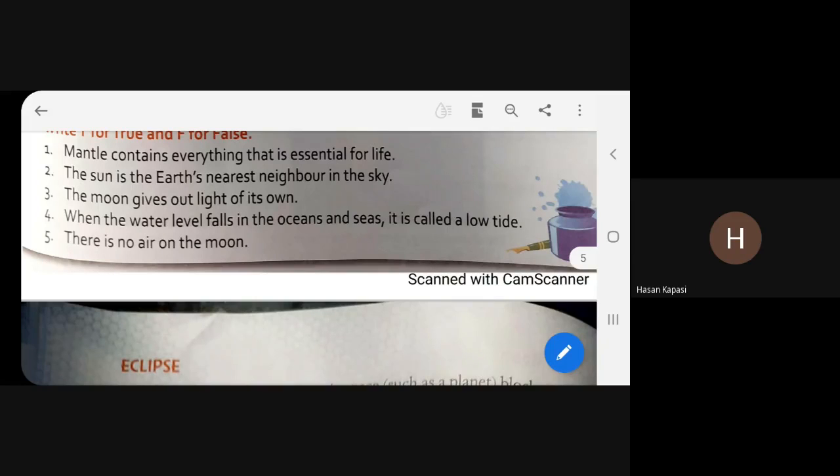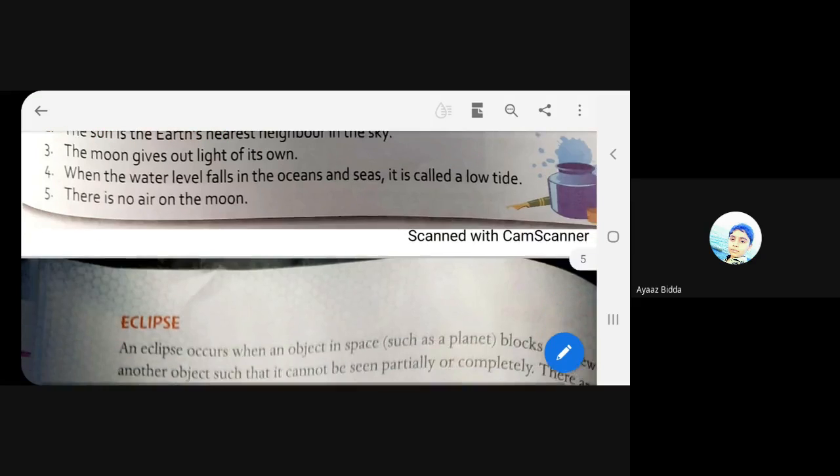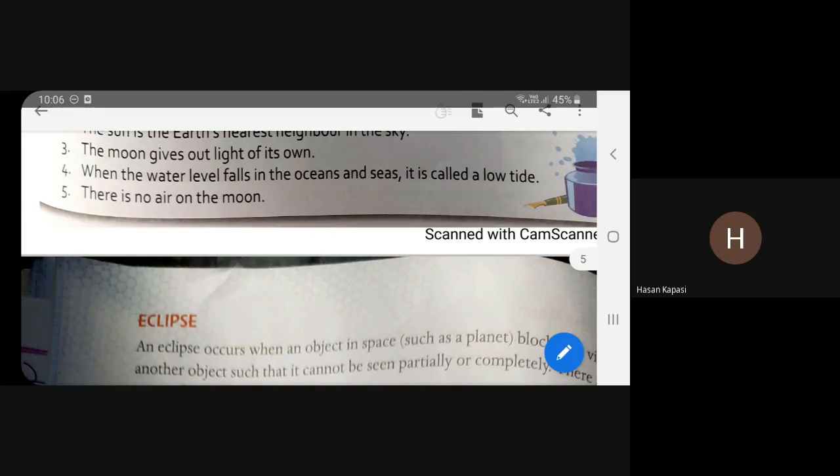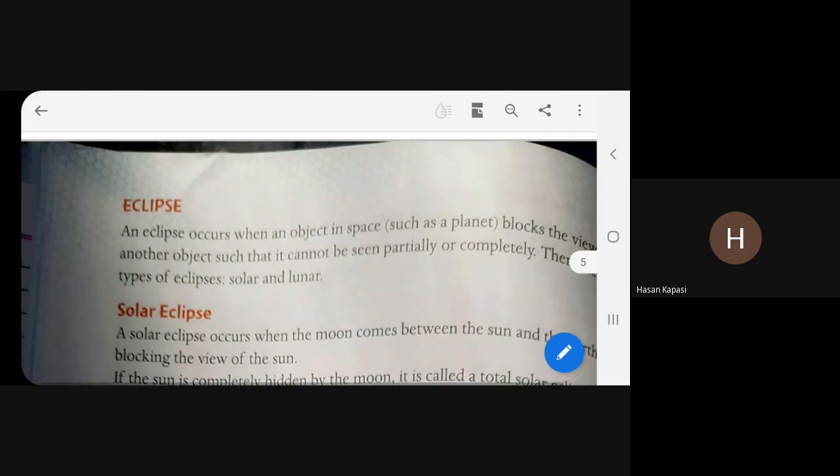Now, the fourth one is that when the water level falls in the oceans and seas, it is called low tide. True, ma'am. Yes, very good. It is true because when it rises, it is high tide, and when it falls, it is low tide. Now, the fifth one is that there is no air on the moon. True. Yes, this one is also true.